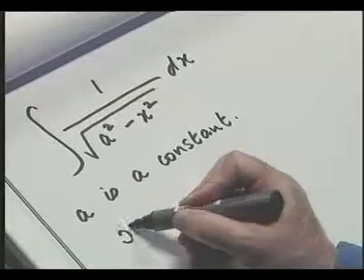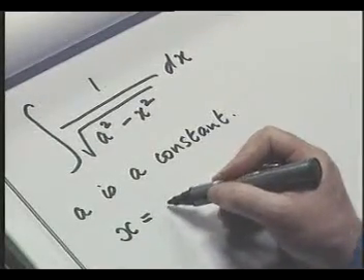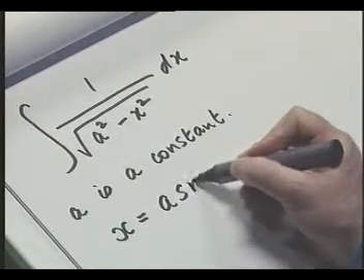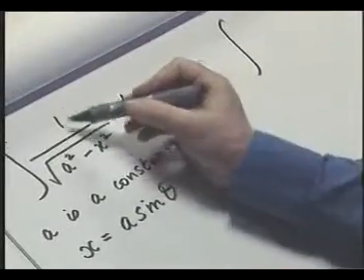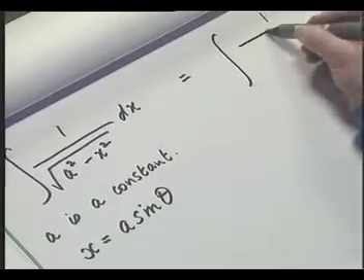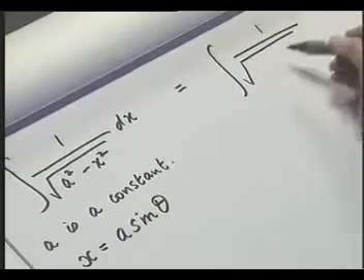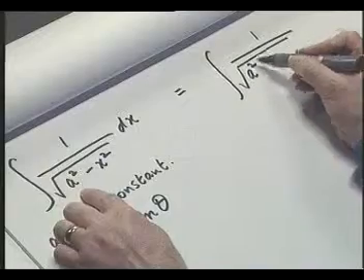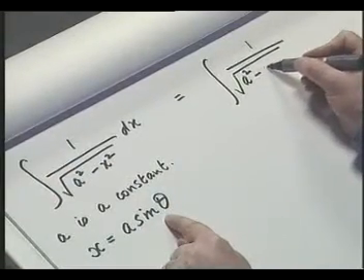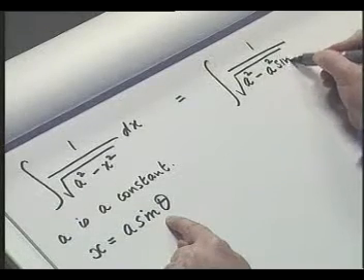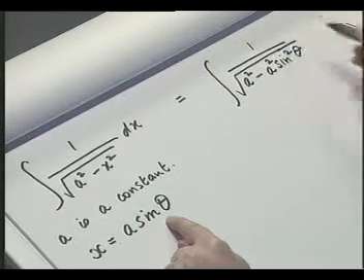The substitution that I'm going to make is this one. I'm going to write x equals a sine theta. If I do that, what will happen to my integral? Let's see. I'll have the integral of 1 over the square root. The a squared will stay the same, but the x squared will become a squared sine squared theta.